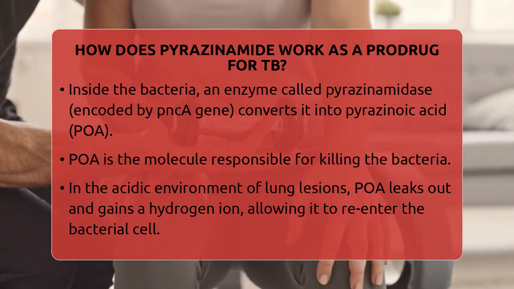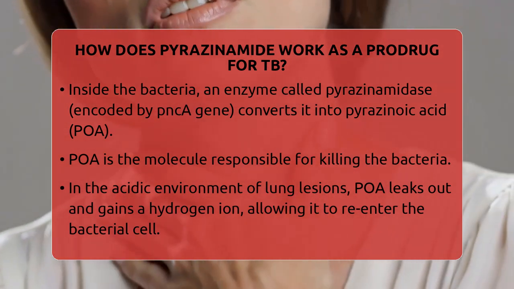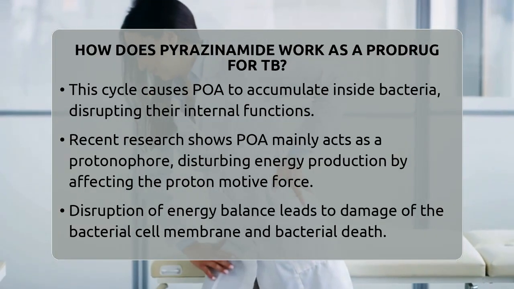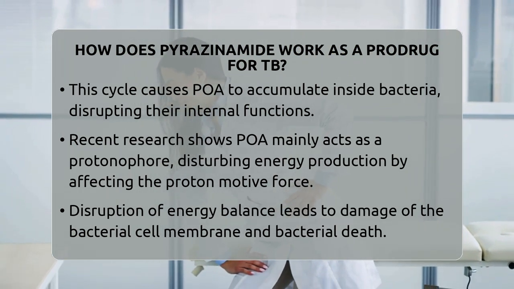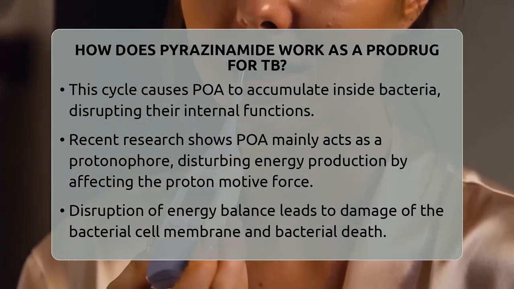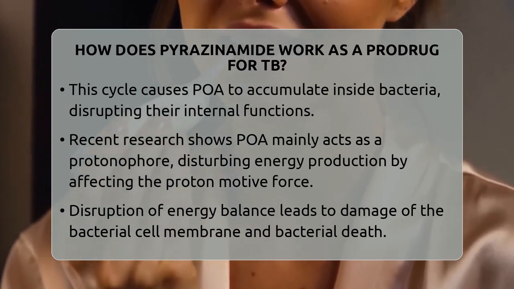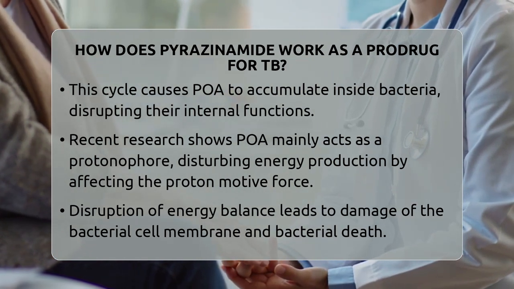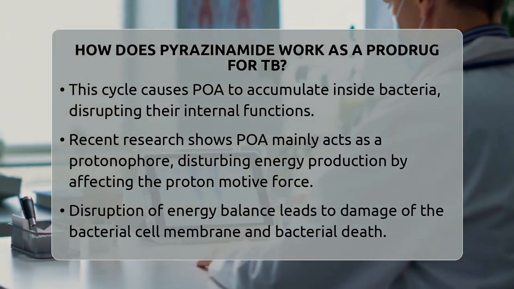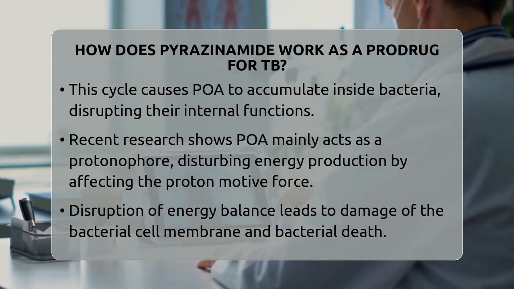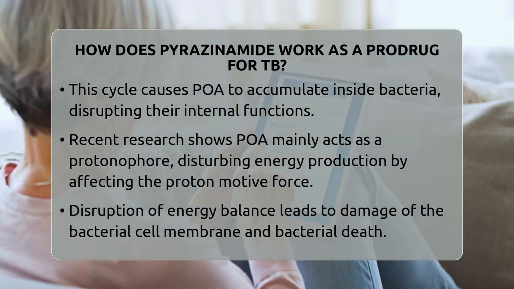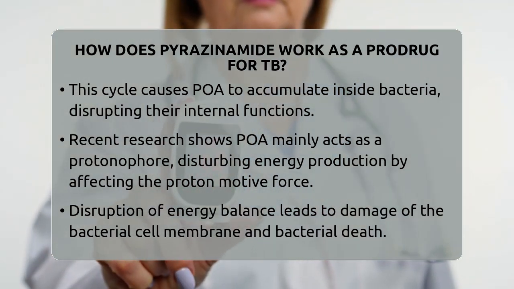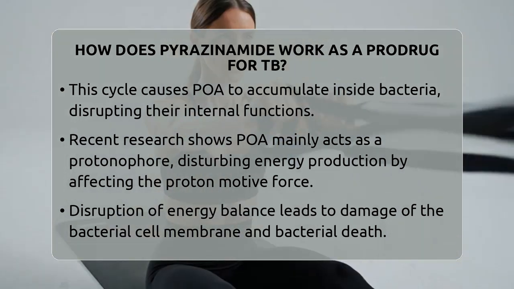Scientists once thought POA might block fatty acid synthesis, but recent research shows it mainly acts as a protonophore. This means it disrupts the bacteria's energy production by interfering with the proton motive force across the cell membrane. This disruption makes the inside of the bacterial cell more acidic, damages the cell membrane, and ultimately leads to bacterial death. Some studies suggest POA might also interfere with other vital processes like protein synthesis and energy metabolism, but its main action is to disturb the bacteria's energy balance.